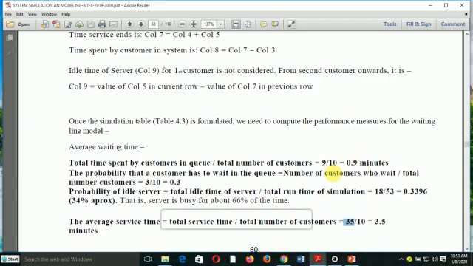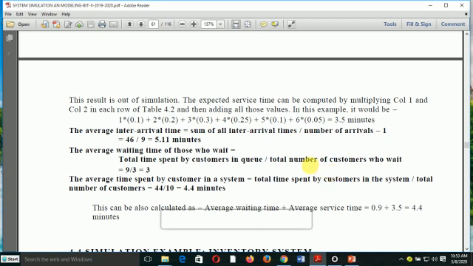So this result, we are observing using our eyes, but we can also use a simulation. So the result we got can be found using the simulation. It means that the expected service time can be computed by multiplying column 1 and 2 in each row of table 4.2, and adding all those values.